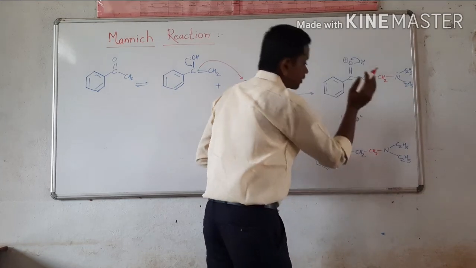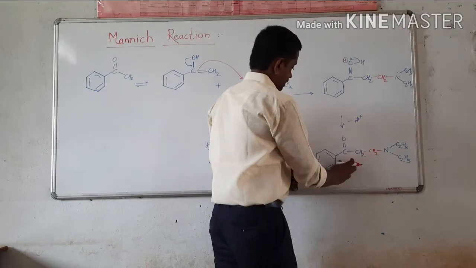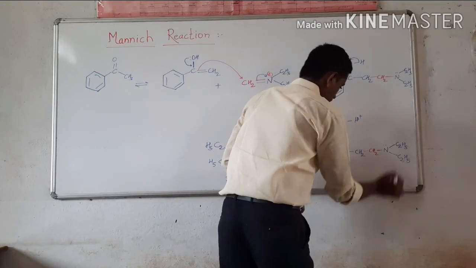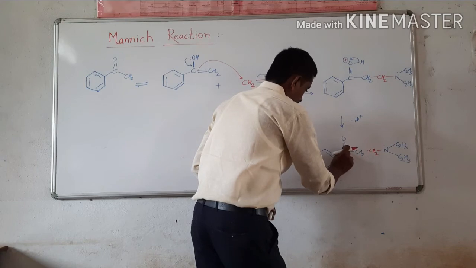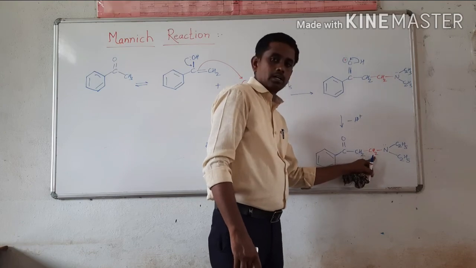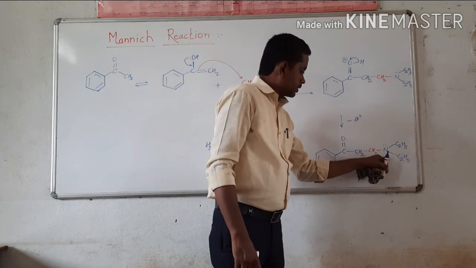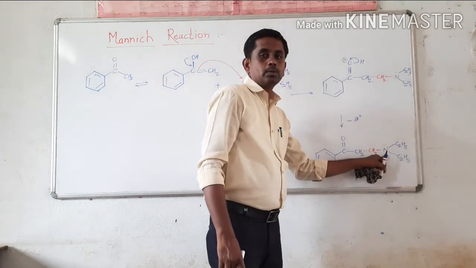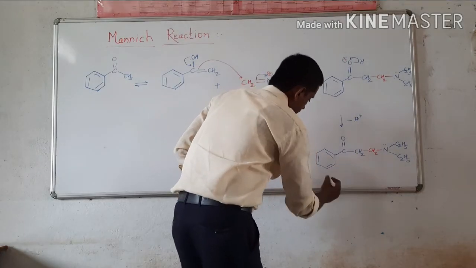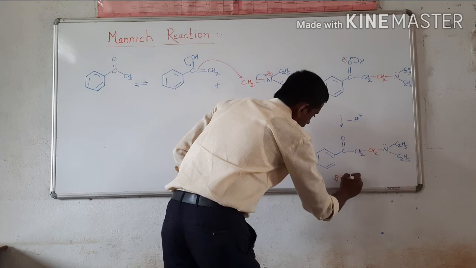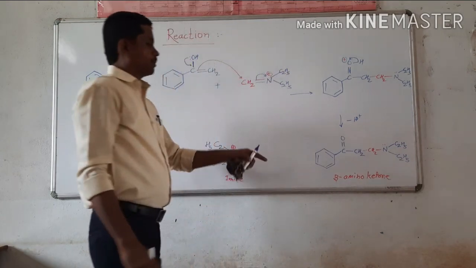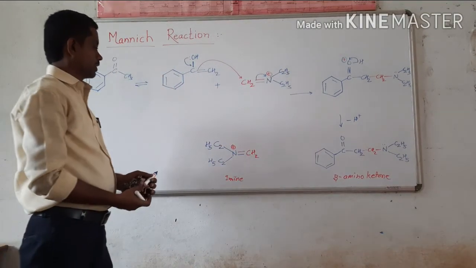Here this CH2 is from the formaldehyde, this is from the acetophenone group, this is from the diethylamine group. Carbonyl carbon has first priority, then next alpha carbon, beta carbon. At the beta position, there is an amino group, whether it is primary or secondary. In this case, it is a secondary amino group, that is beta amino ketone, the product for the Mannich reaction.